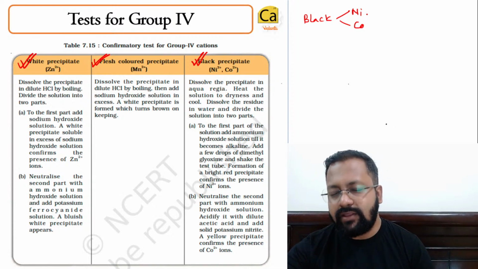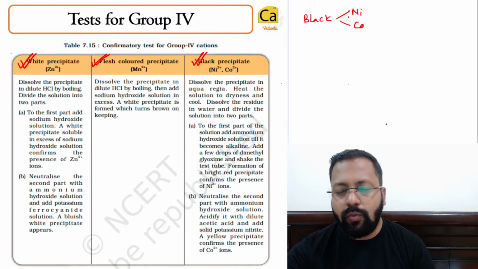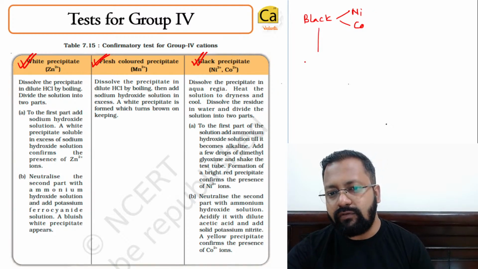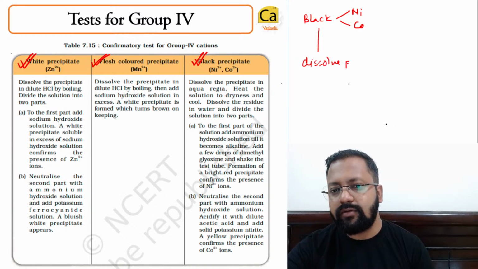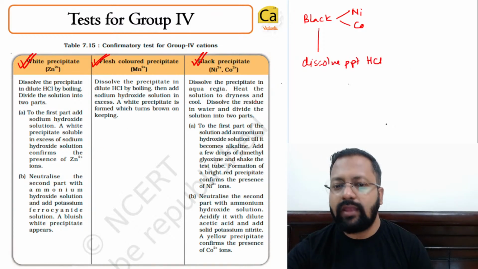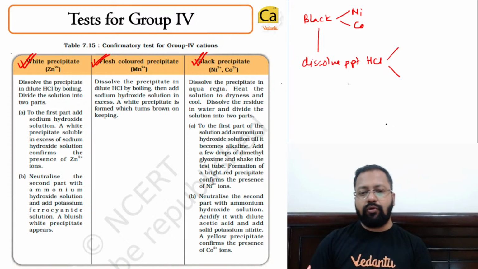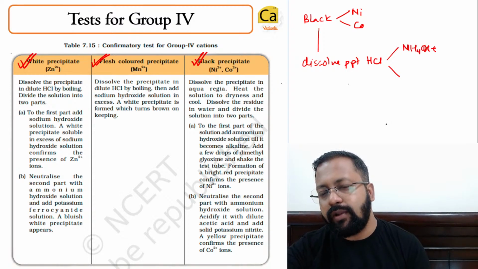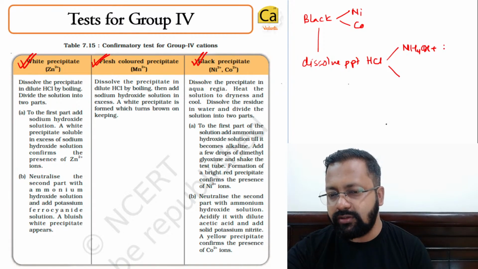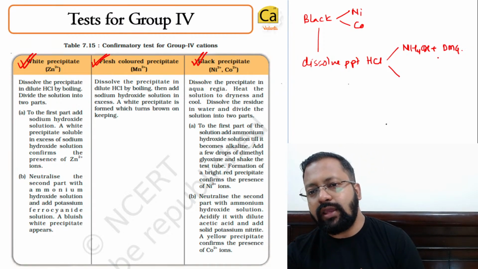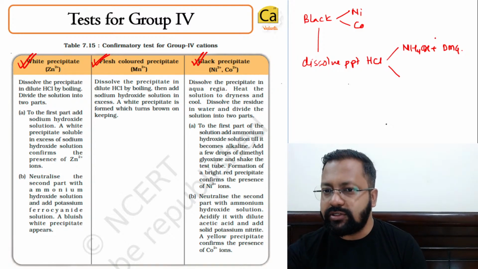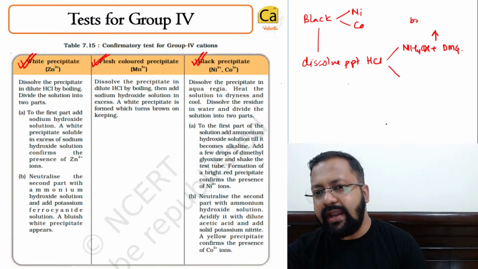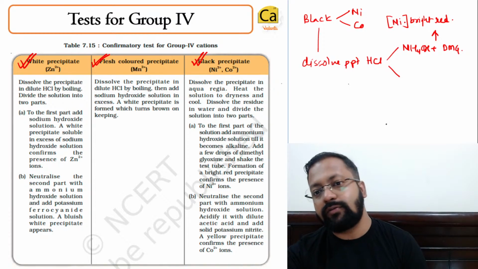How would you detect whether it is nickel or cobalt? What you do is you dissolve this precipitate in HCl and you divide it into two parts. To the first part, you add NH4OH plus dimethyl glyoxime, DMG. If you obtain a bright red precipitate, that means the black precipitate contains nickel.